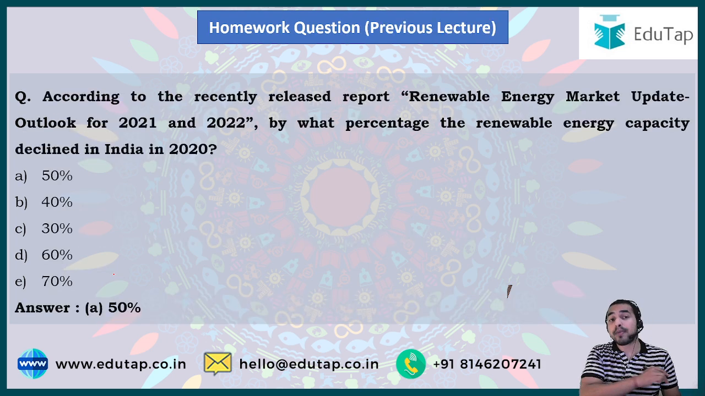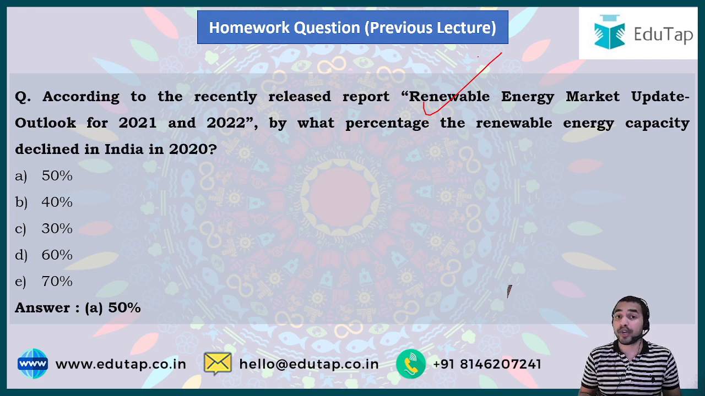And if we talk about the homework question from the previous lecture, then the homework question from the previous lecture was related to the Renewable Energy Market Update Outlook for 2021 and 2022. And the question was, by what percentage did the renewable energy capacity decline in India in the year 2020? And guys, the right answer to this particular question is option A, that is 50%.